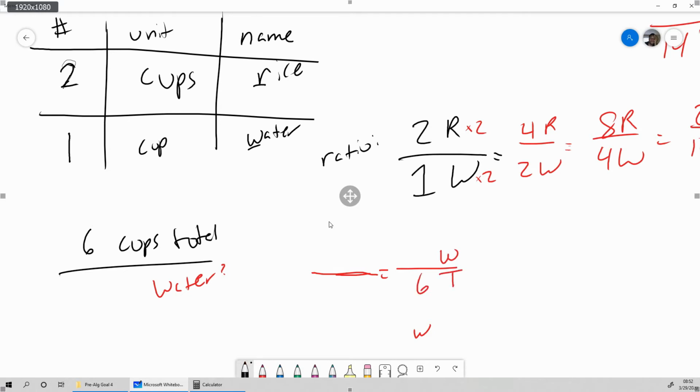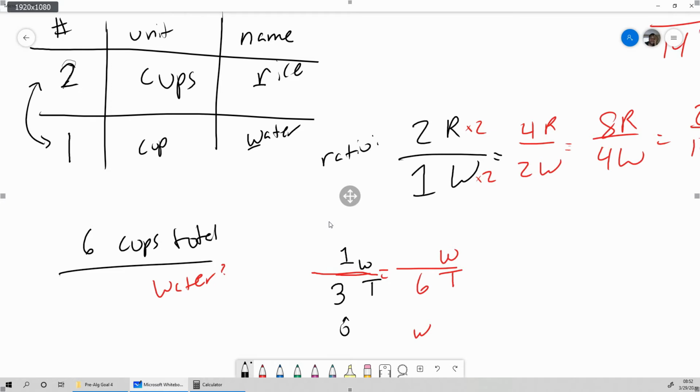And since I've said before, the most important thing is you need to make sure that these units are the same. And this left one is going to be my original. So originally, I had 1 cup of water, but what was my total? Well, my total would just be me adding together my ratio. I used 2 cups of rice and 1 cup of water to get a total of 3 cups.